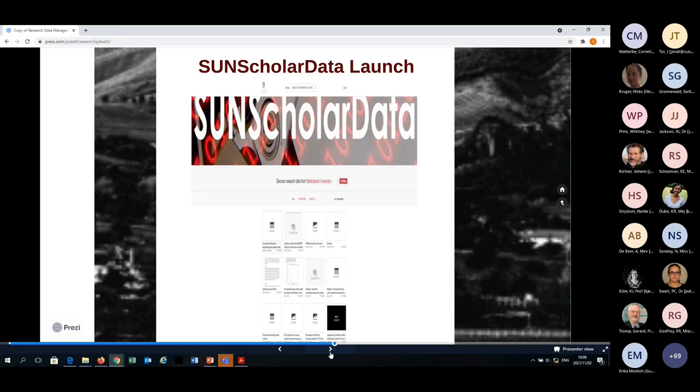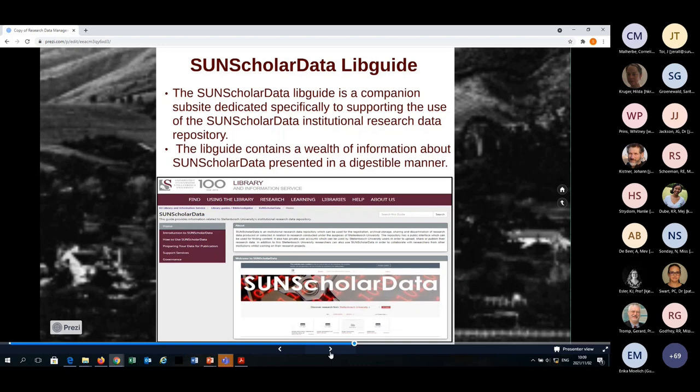In addition to launching the repository, we also created the Sun Scholar Data LibGuide, because I realized that you can have the repository on its own, but researchers still need some kind of information regarding how they can use this technology. So that's why we created the Sun Scholar Data LibGuide in 2019 as well. And you would have already seen this in my first presentation.